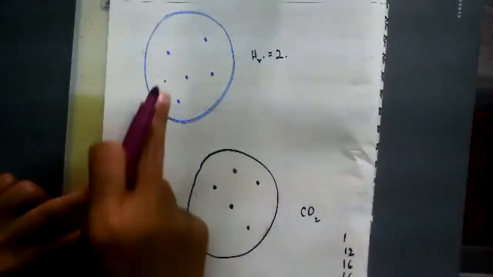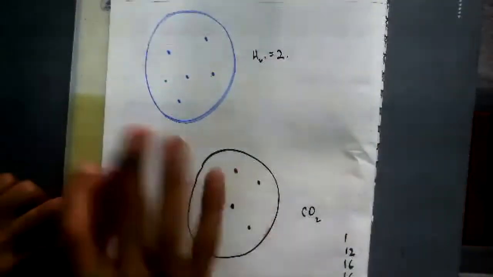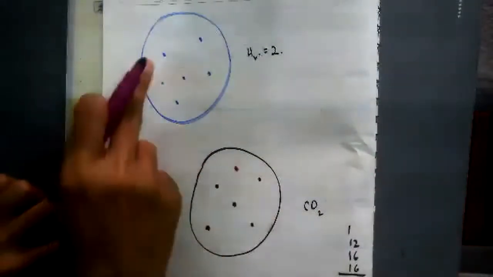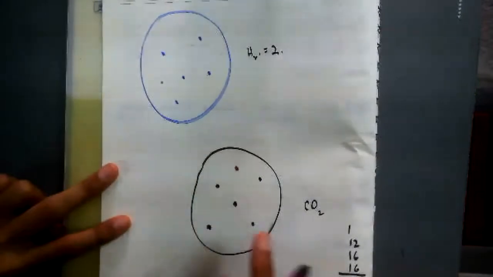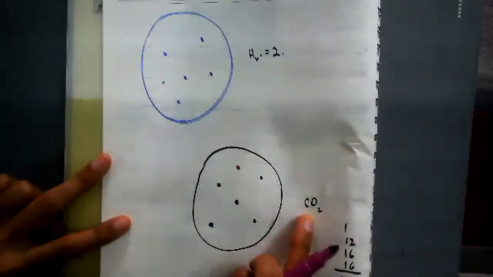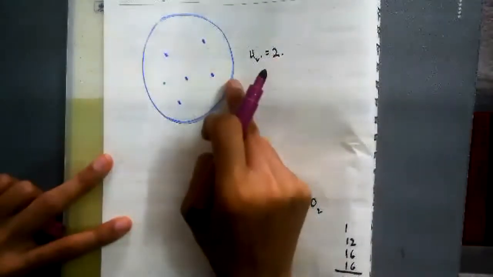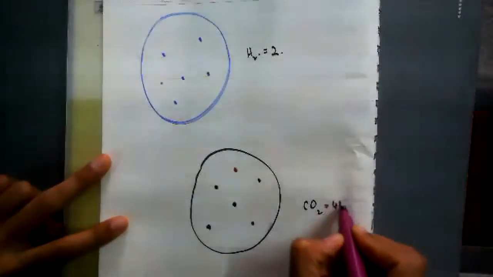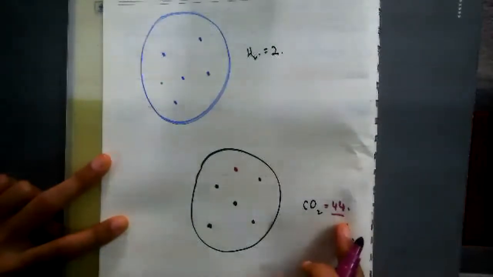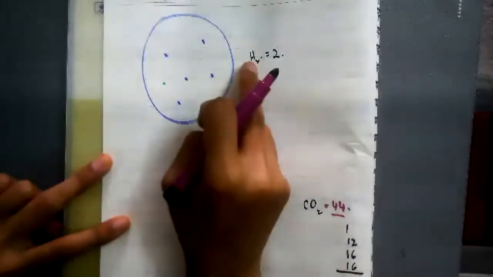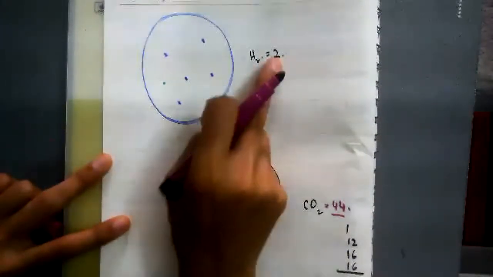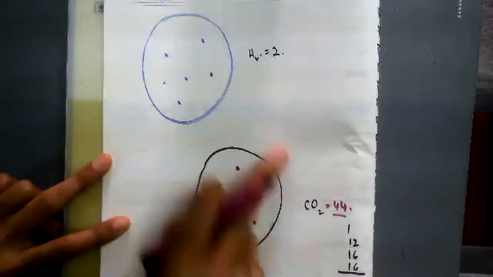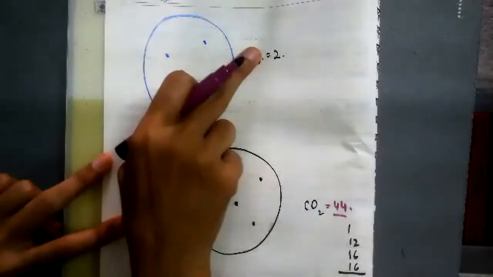Okay, 6 particles. I have taken just a random number for your easy understanding. I have taken 6 particles in these 2 volumes. Now this is carbon dioxide, a gas, and this is hydrogen, another gas. Can you see the molecular mass for carbon dioxide is 44 and the molecular mass for hydrogen is 2? Can you see the difference? This is so much heavier than this, right?